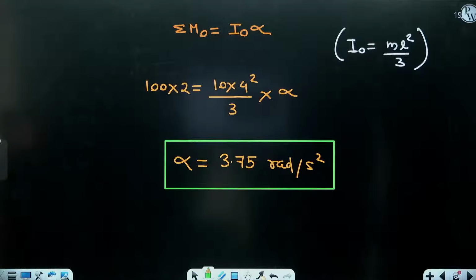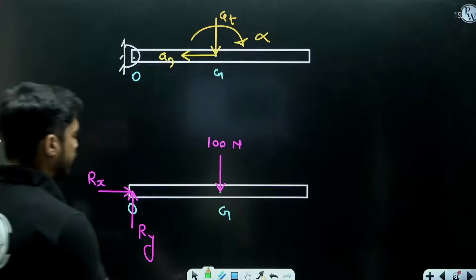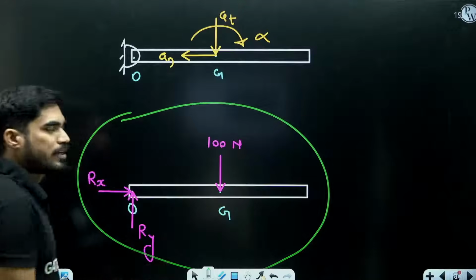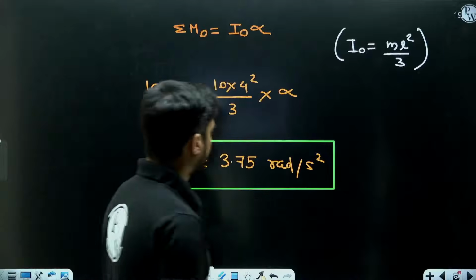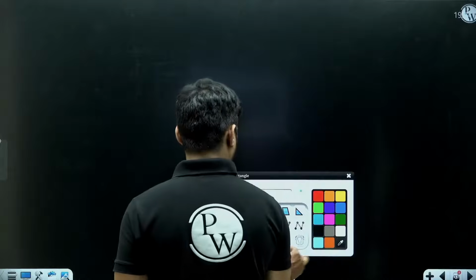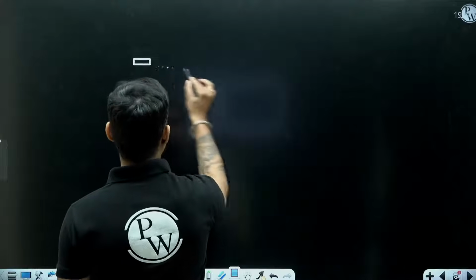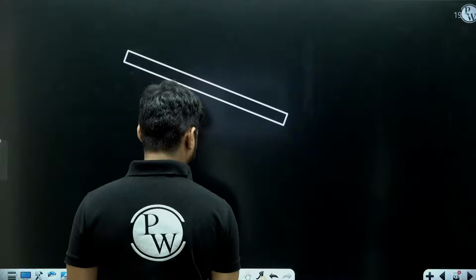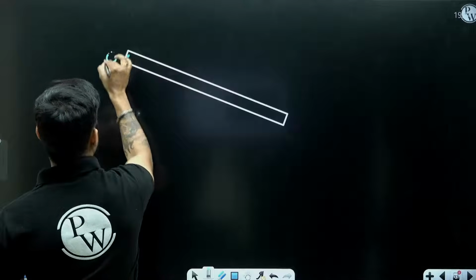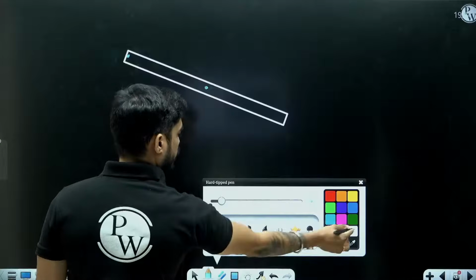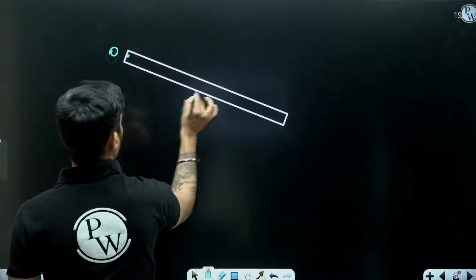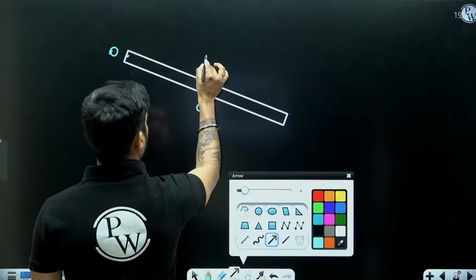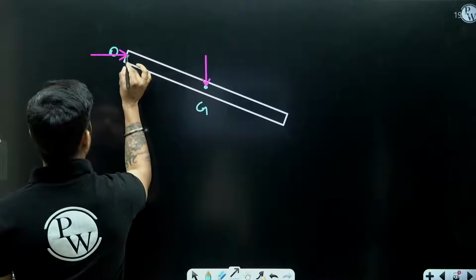But you are forgetting something. Right now you have calculated the value of alpha at this particular instant. What if the instant changes? What if the rod becomes like this? In this case, will the value of alpha remain the same? Let's see. So this is O, this is G. This is the weight, this is Rx, this is Ry.